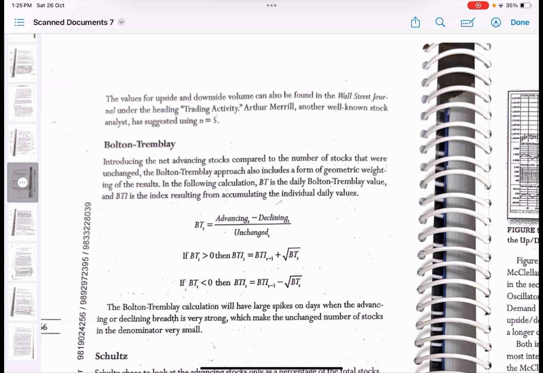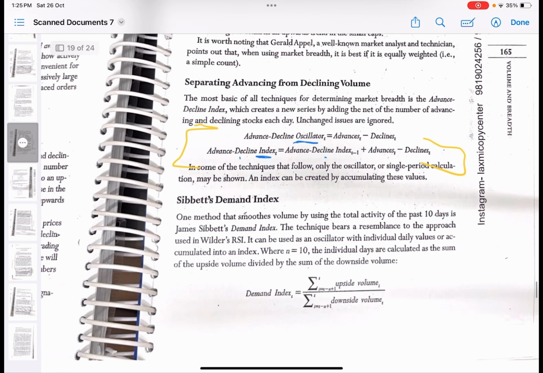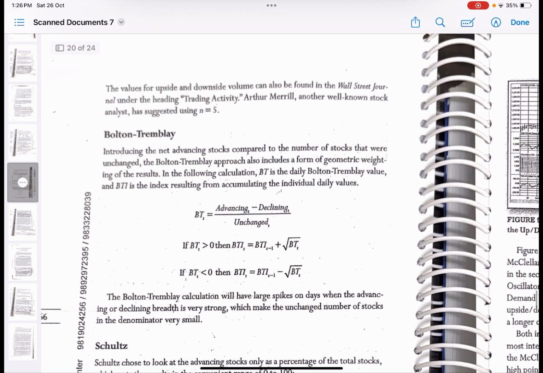Here, n is basically the number of days, and we have taken n to be 10 because, as we have discussed, in the case of Sibbet's demand index you are looking at the activity which has happened over the past 10 days.